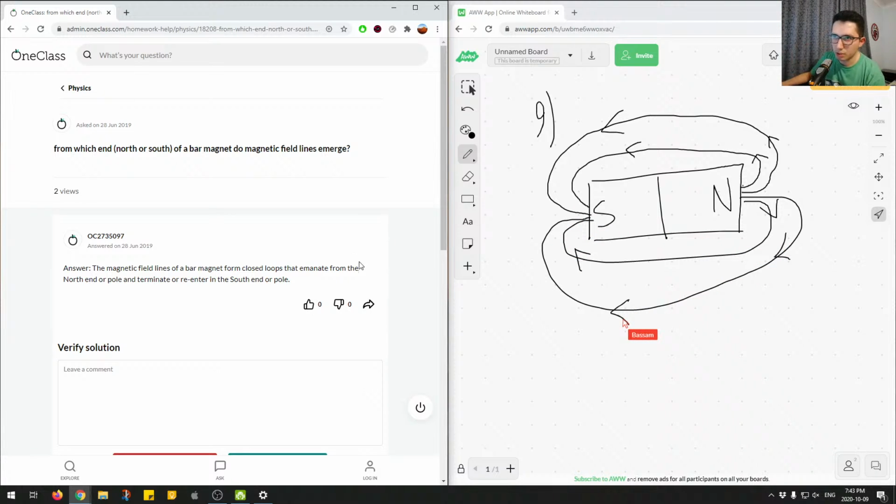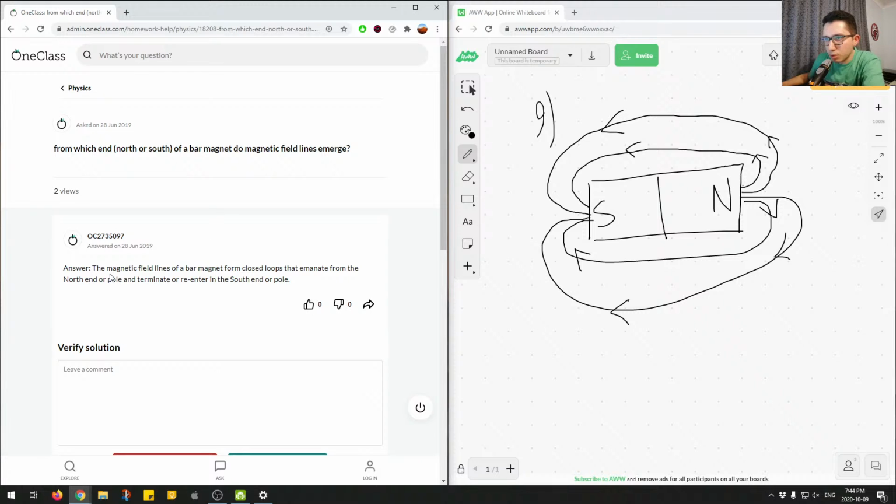So this is just to help you, based on the question. A more complicated question might use this to plug in some values and give a direction of the magnetic field for a magnet. So here for a bar magnet, the magnetic field comes out from the north and enters into the south.